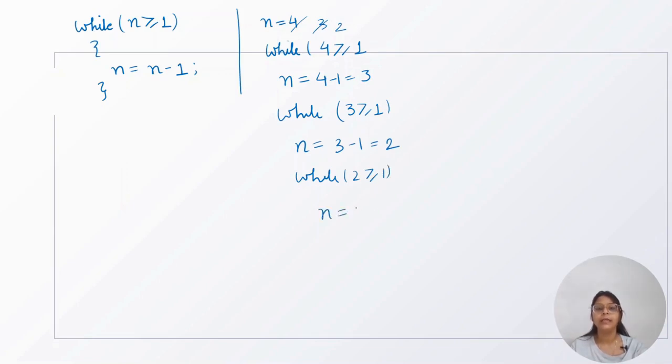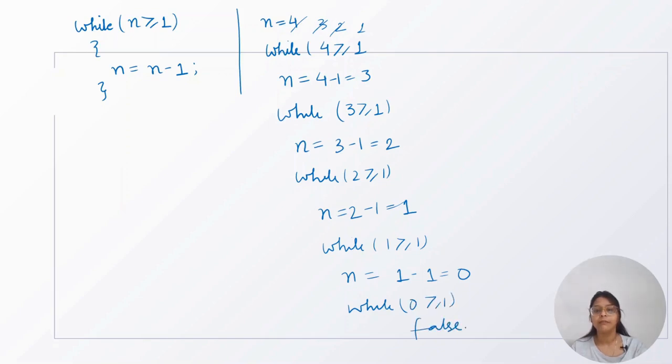You will make n equals 2 minus 1, which is equal to 1. Now the value of n will become 1. Now see again, while 1 is greater than or equal to 1, the condition is again true. What will happen? n equals 1 minus 1, which is equal to 0. Now let's move to the while loop again. 0 is greater than or equal to 1, the condition is false. It will stop executing.